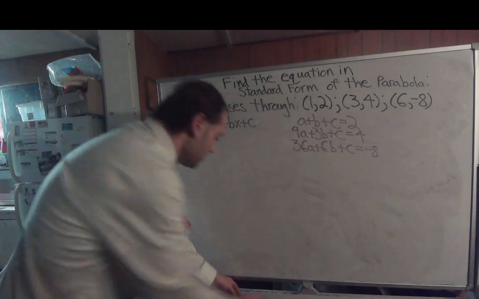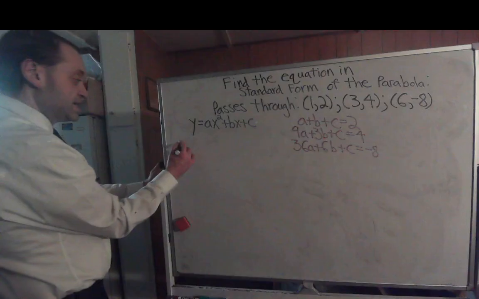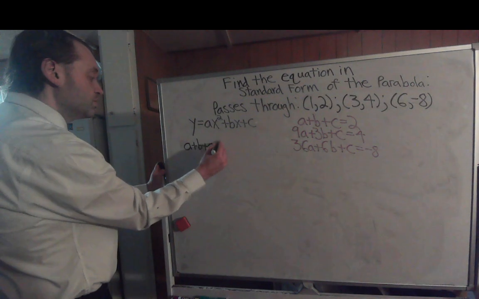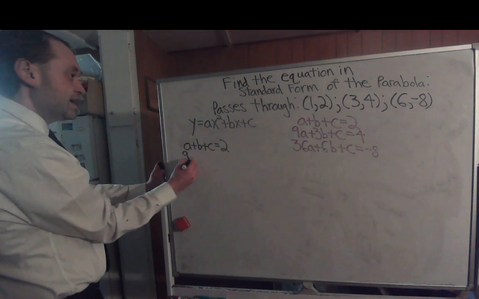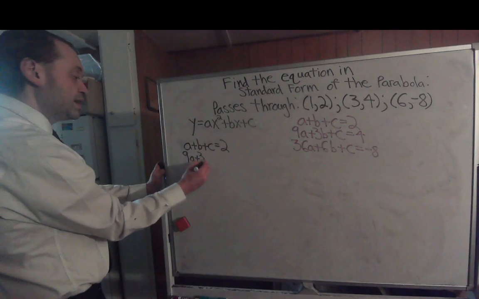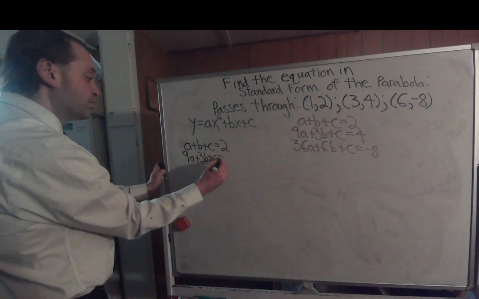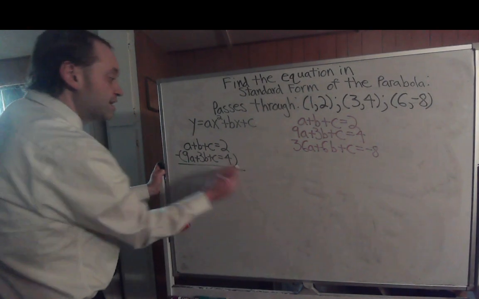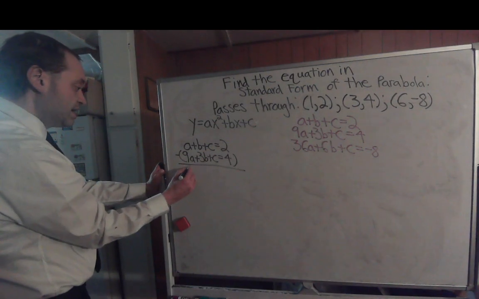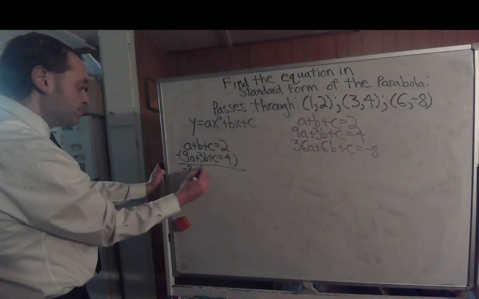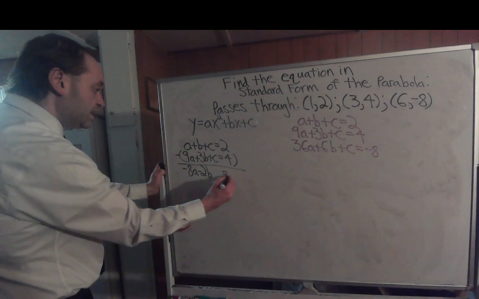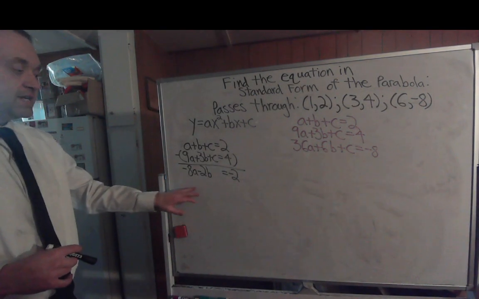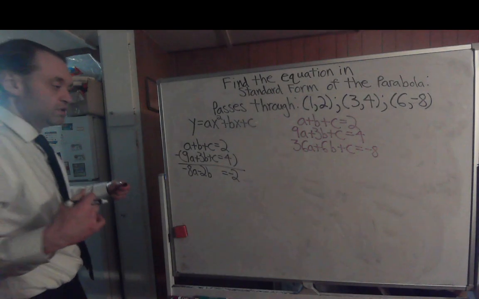Let's do that here. So if I take a plus b plus c equal to 2, and then I take 9a plus 3b plus c equal to 4, I can subtract the second equation from the first. I'll end up getting rid of the c. I'll end up getting -8a minus 2b equals -2. So -8a minus 2b equals -2.